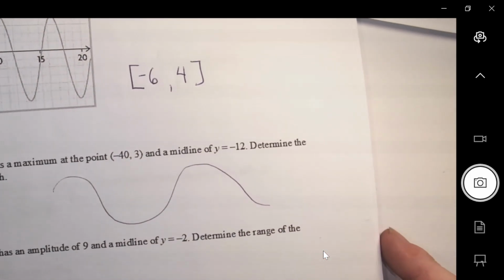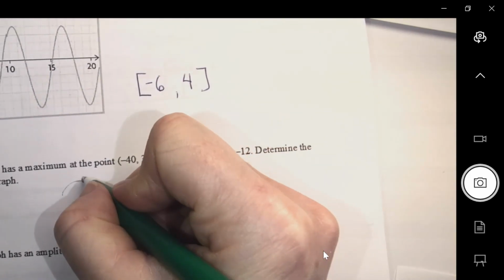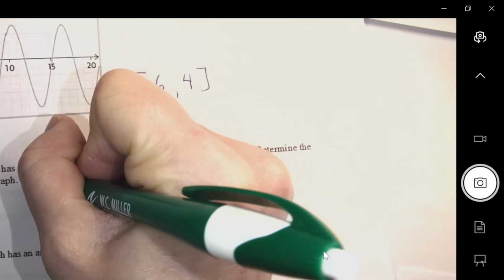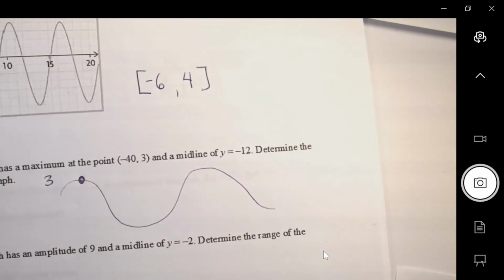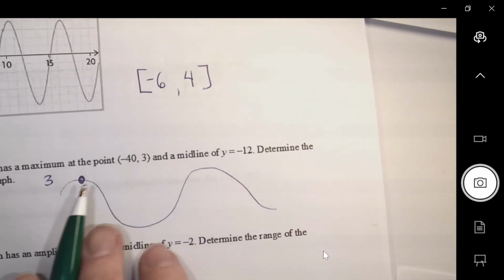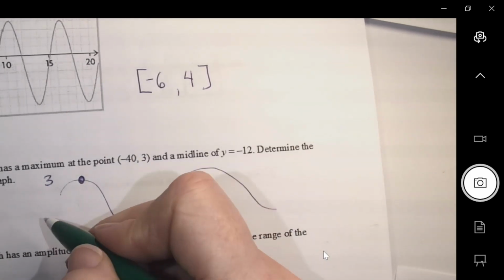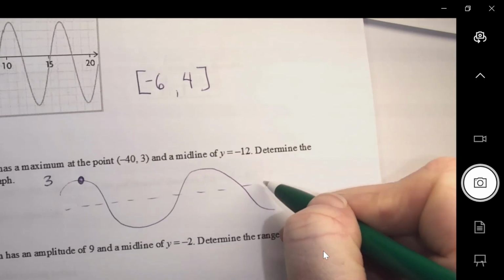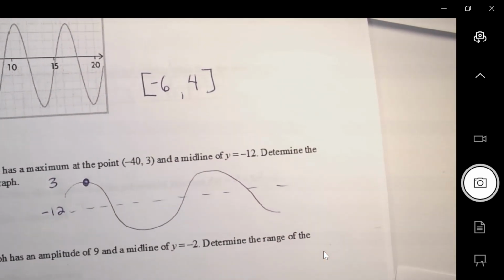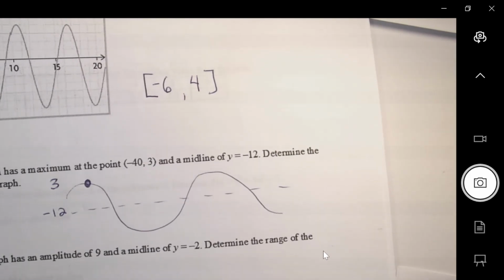Okay, a sinusoidal graph has a maximum point and the height is 3. I'm just marking the heights down because it's talking about amplitude. Amplitude is only the height. Then it tells me the midline is at -12.